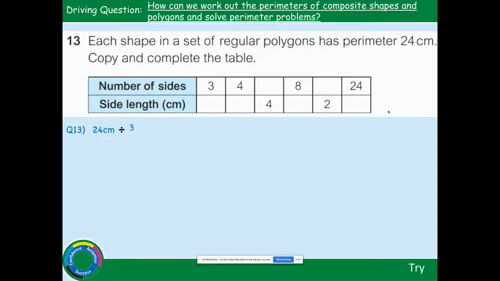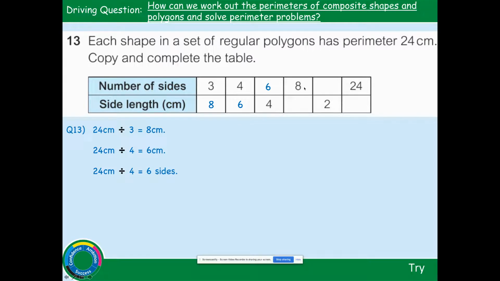Okay, let's have a look at the answers. So our perimeter is 24 and we've got 3 sides. So 24 divided by 3 gives us 8. That's the length of one side. The perimeter is the same for all of them. So the next one, we've got 24 divided by 4, which gives us 6 centimetres for one side. This time we're looking for the number of sides. We know the length, but it's still going to be, our perimeter is 24, divide by the length of one side, will tell you that we've got 6 sides.